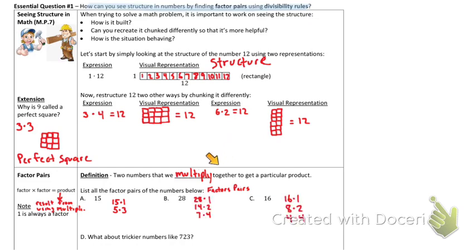So the factor pairs for 28, you have 3: 28 times 1 is a factor pair, 14 times 2, and 7 times 4. For 16 also has 3: 16 times 1, 8 times 2, and 4 times 4. Okay, let's also not forget that 1 is always going to be a factor. So if you're ever struggling to find a factor pair, know that 1 will always be a factor you can use.